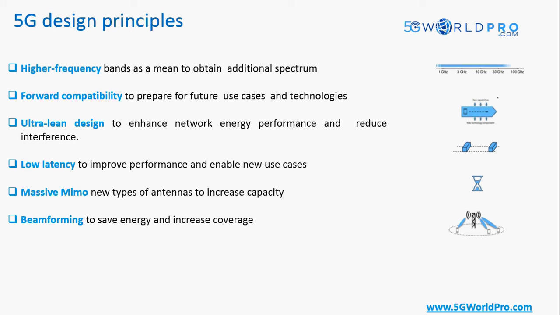Then there is the forward compatibility to prepare for future use cases and technologies. We'll see this in more detail. The ultra-lean design to enhance network energy performance and reduce interference. The support of low latency to improve performance and enable new use cases. And the support of new types of antennas like massive MIMO and new technologies like beamforming to save energy and increase coverage.